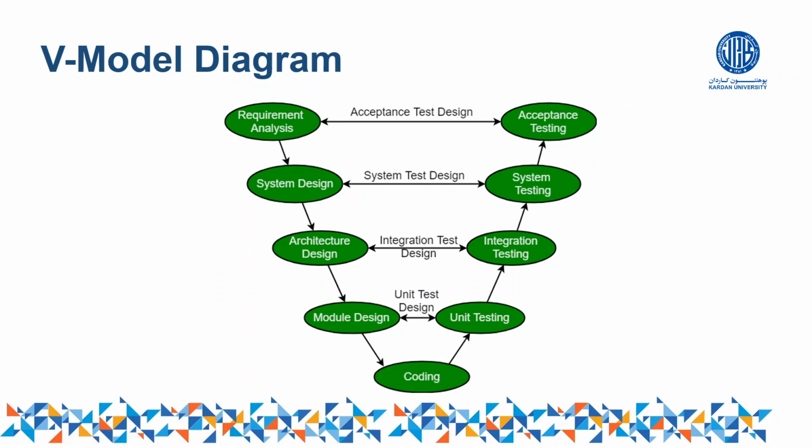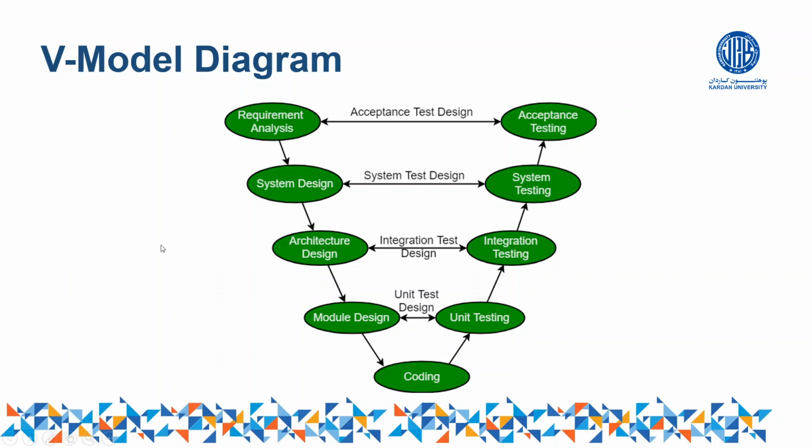In system design, we partition the requirements to hardware and software. All the architecture, or the system architecture, is created here, and at the same time the system test design document is also produced at this particular phase. And after this, the architectural design of the software is created. It means we would partition the software into multiple components or into multiple subsystems.